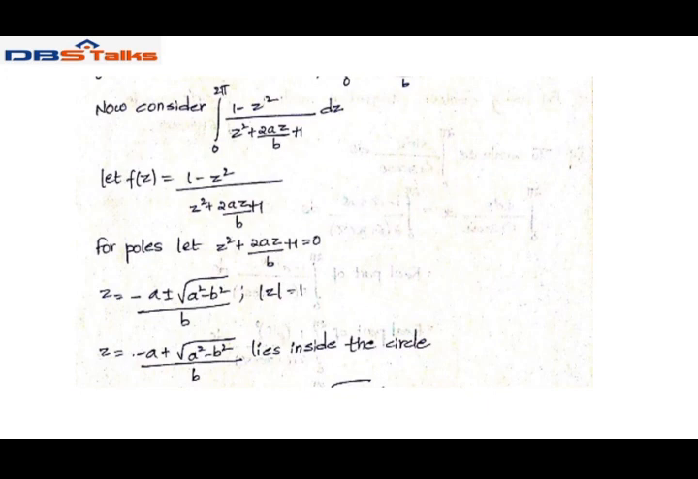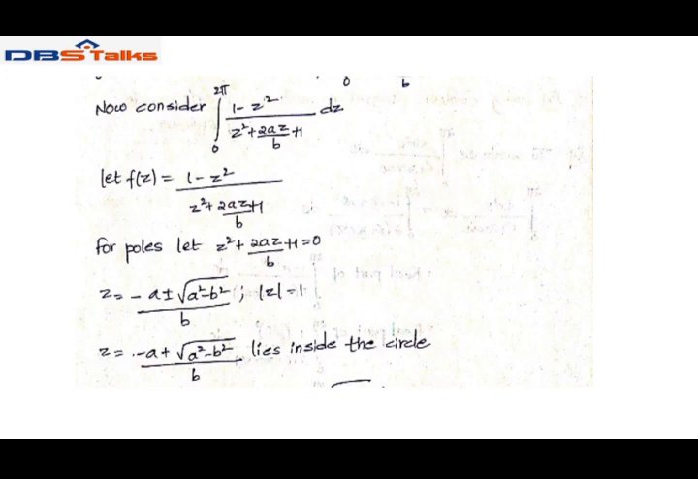z equal to, using the formula, minus b plus or minus root of b square minus 4ac by 2a. We get the poles minus a plus or minus root of a square minus b square by b. So mod z equal to 1. This is the assumed circle, mod z equal to 1. Of the two poles, the first pole, minus a plus root of a square minus b square by b, lies inside the circle. So this pole is inside the circle. That means the given circle is mod z equal to 1, that is, the equation x square plus y square equal to 1.